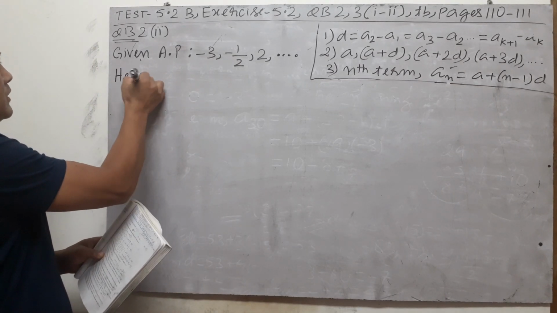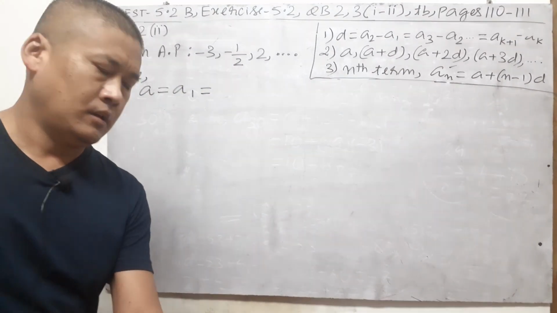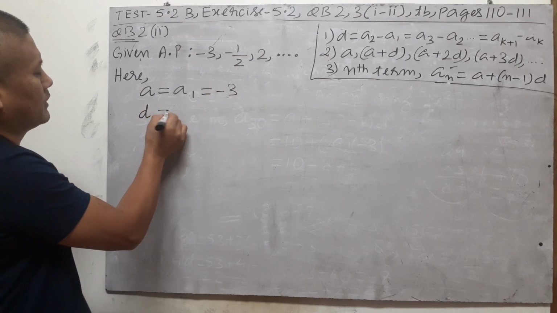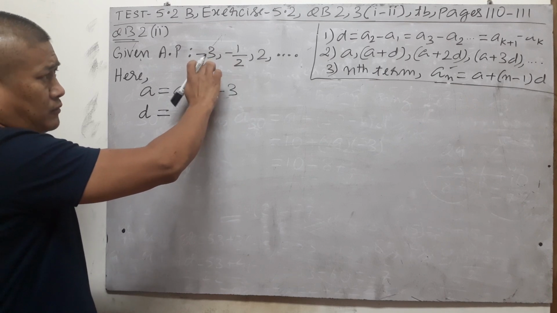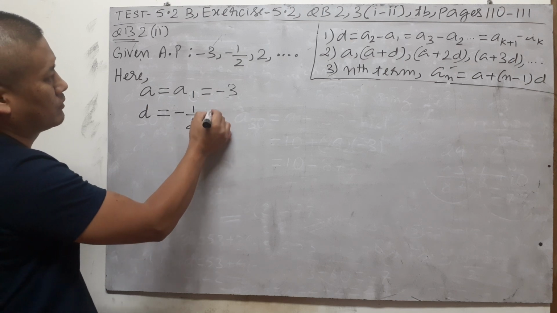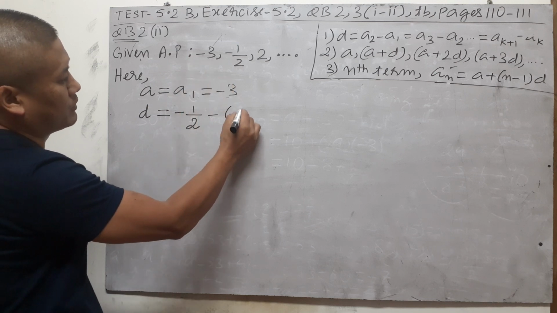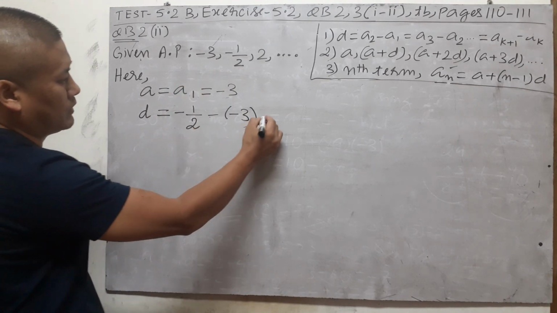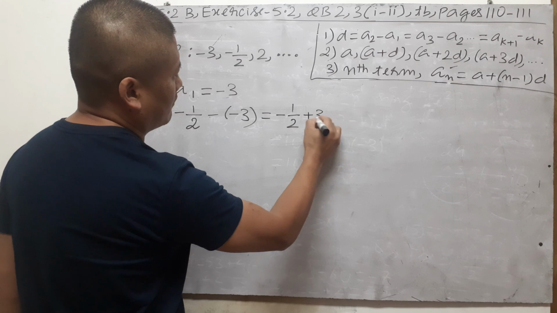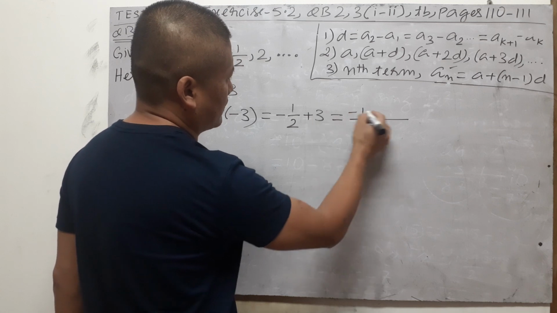So here clearly, as we see the series, first term A, or sometimes indicated as A1, you can use any one, is the first number, minus 3. D is very easily found. Second term minus first term, or third term minus second term, any one will give you the D. So A2 minus A1 will give you D, so minus 1 by 2 minus A1. A1 is again minus, so I put a bracket. So that will be equal to minus 1 by 2, minus into minus is plus 3.